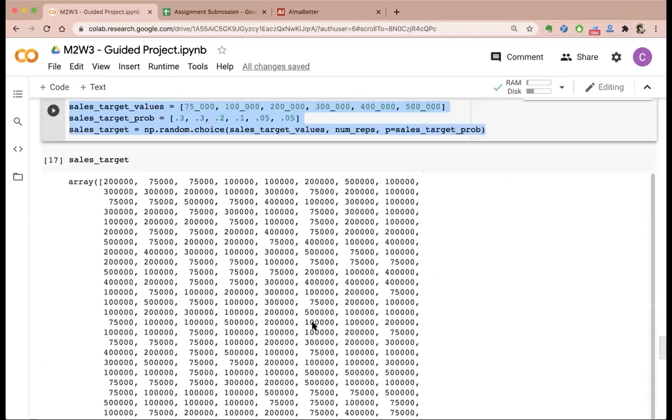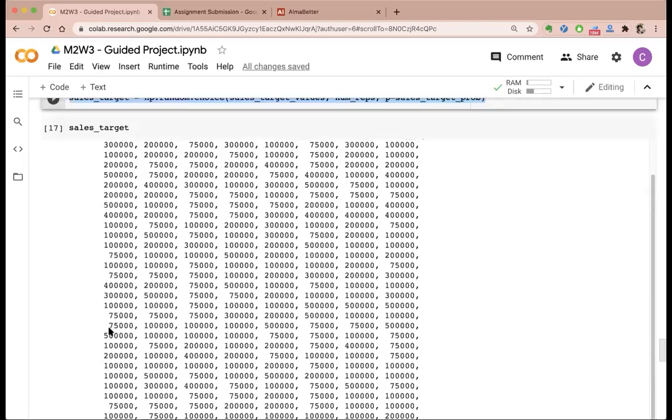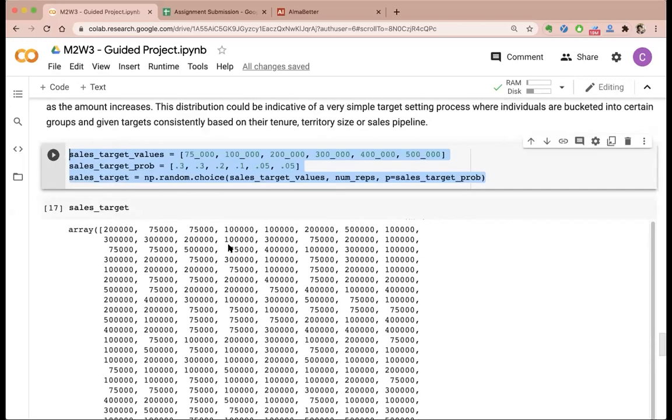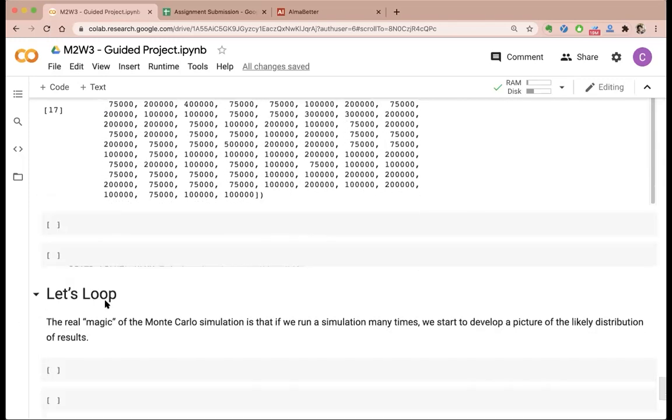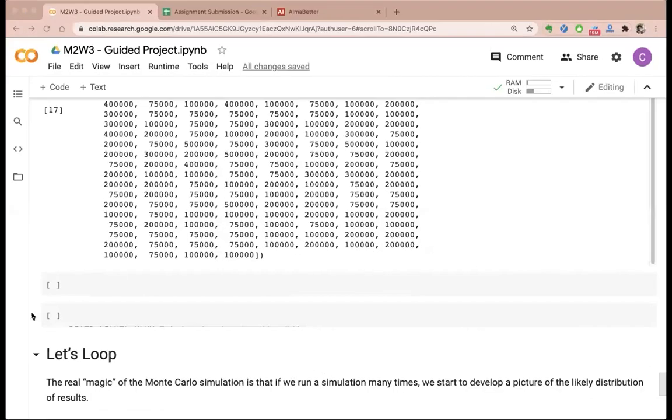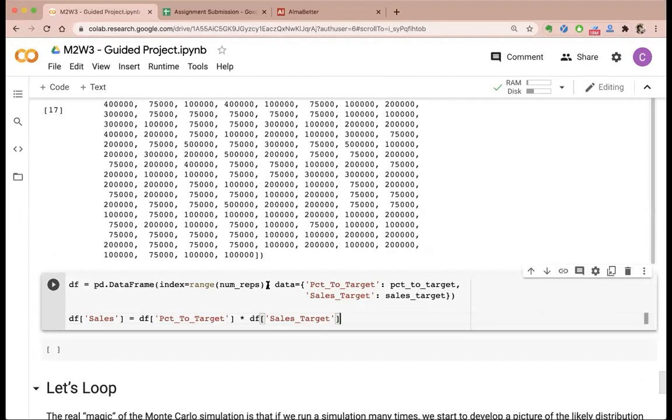Now it's just a matter of using the corresponding formula to get my first set of values. Basically what I want to do is make a data frame wherein I have two columns, percentage to target and sales target. These are the two lists of values that I generated. So making a data frame out of it, and to get the actual sales, I'm just multiplying percentage to target with the sales target.